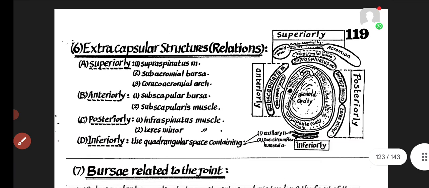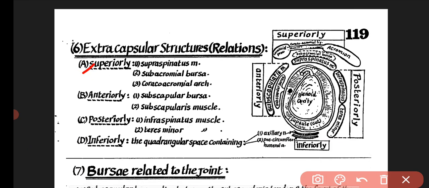Next, extra-articular structures. Superiorly comes the supraspinatus muscle, subacromial bursa, and coracoacromial arch. Anteriorly comes the suprascapular bursa and subscapularis muscle. Posteriorly comes the infraspinatus muscle and teres minor. Inferiorly comes the quadrangular space.